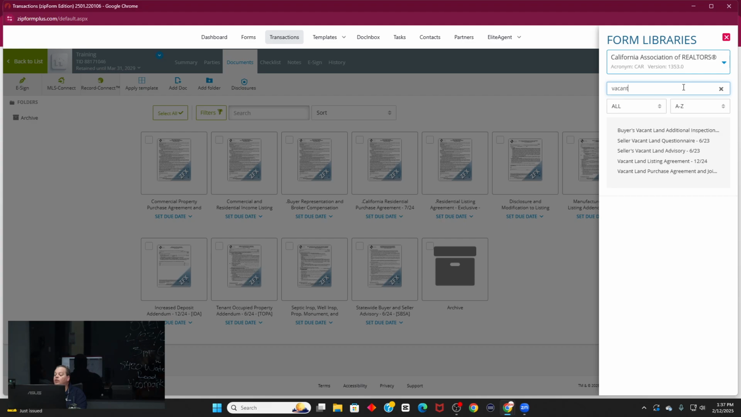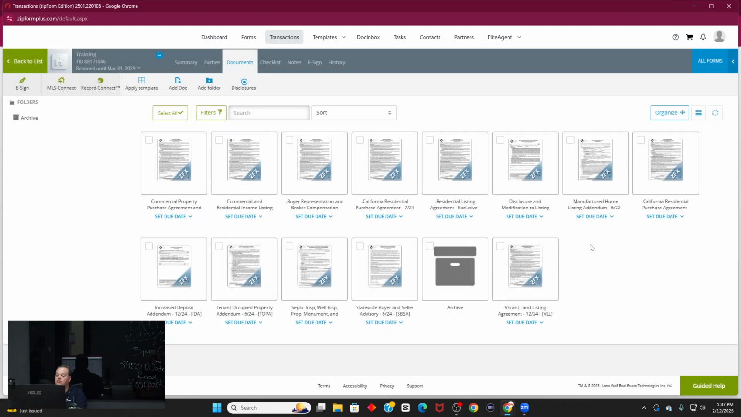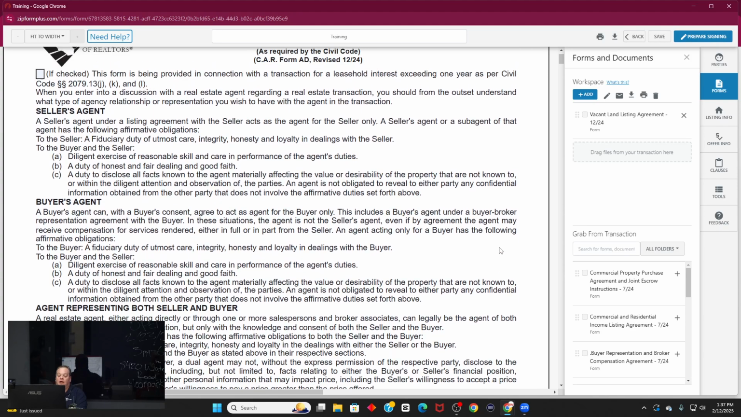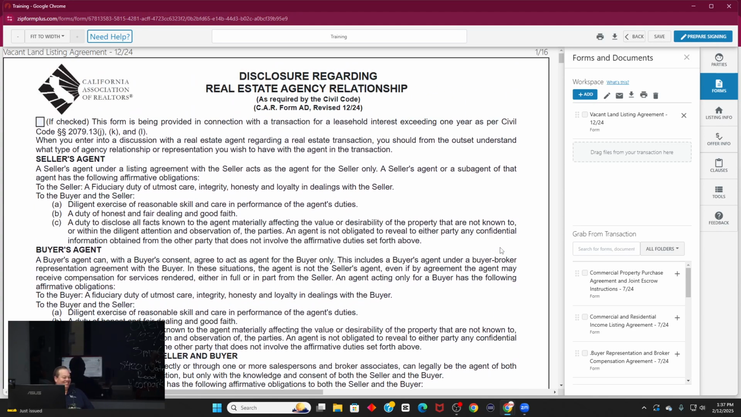Wow, that's like a whole other world, isn't it? Land listing agreement, right? All right, what's this first page? Disclosure. Boy, I do this every time. I feel like you guys would just spit it out. Is it an agency agreement? Confirming agency relationships? Disclosure.